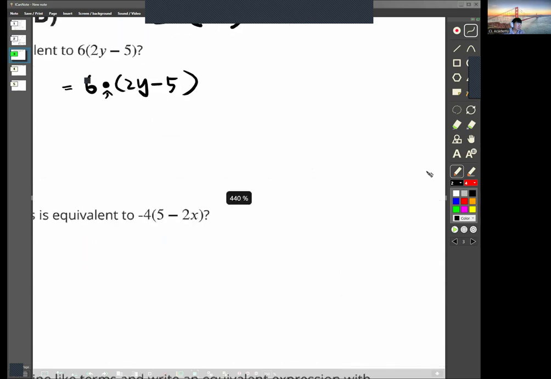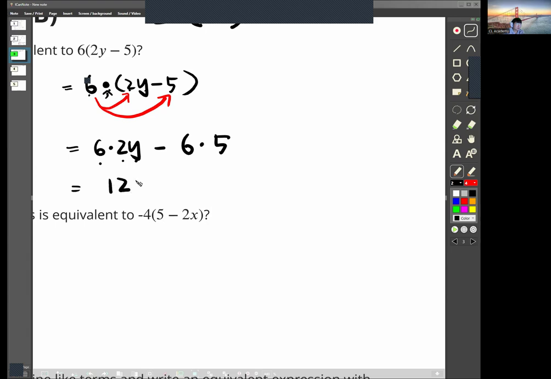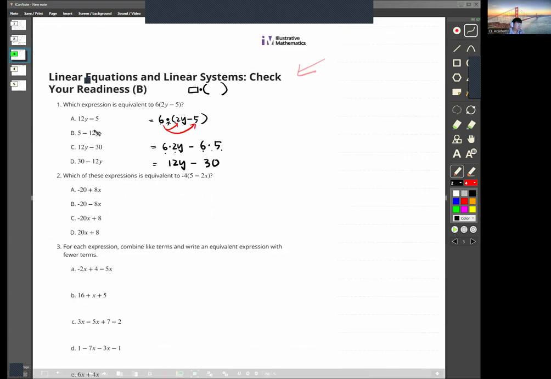So if we apply it, I can distribute 6 to the other two terms. Then 6 times 2y minus 6 times 5. 6 times 2y is 12y. 6 times 5 is 30. So 12y minus 30, which is C.